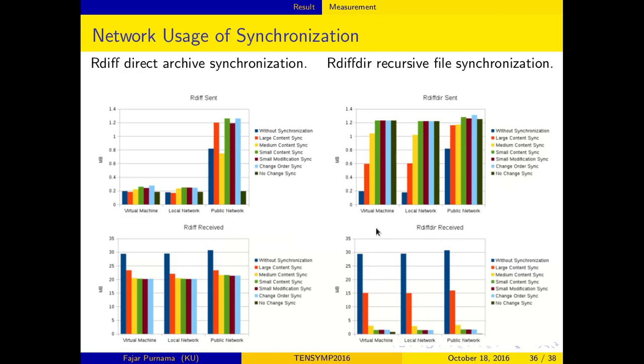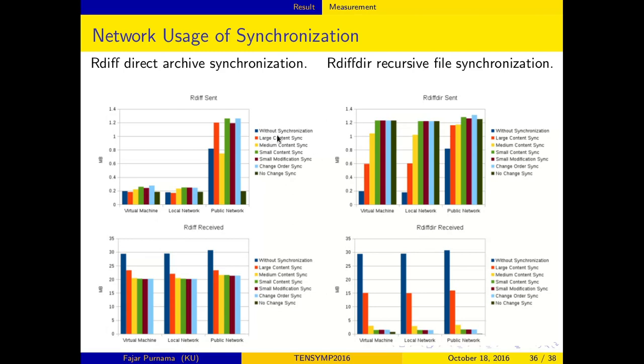And then we also conduct some experiments of network traffic. Here is the network usage of the synchronization. Here are some measurement results. We conduct the experiment on three different networks: a virtual machine, a local network, and a public network. The seven colors show the seven scenarios.